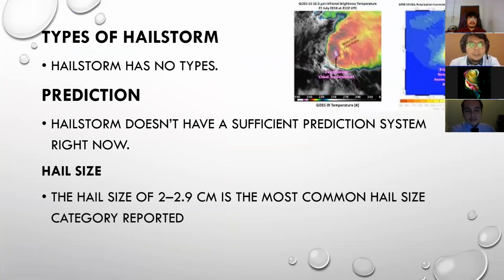Types of hailstorm. Hailstorm has no types. For prediction, we can know if a hailstorm happens, but I think there is no system that can give sufficient prediction for hailstorm. For the size of hail, the size is 2 to 2.9 cm. That is the most common size of hail reported.